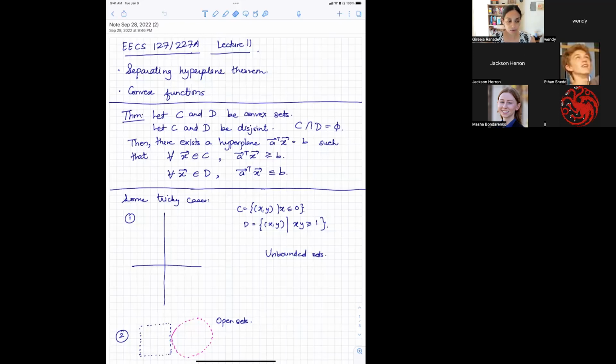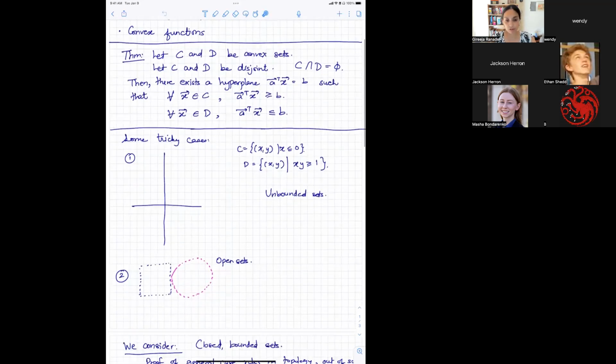But we're going to talk about the separating hyperplane theorem, which we started with last time. And so here, I just wrote out the statement in advance since we already talked about it last time. So let C and D be two convex sets and let them be disjoint sets. So let's say that their intersection is empty. Then we know that there exists a hyperplane. We know that the equation of a hyperplane can be represented by A transpose X equal to B, such that for every X in C, you have that A transpose X is greater than B, and for every X in D, you have that A transpose X is less than or equal to B.